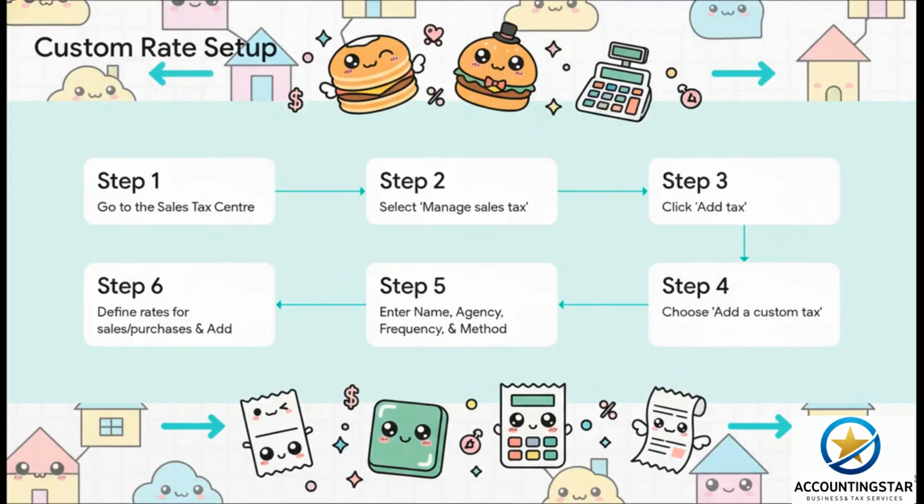Let's walk through it. So you're in the Sales Tax Center, and you're going to click on Manage Sales Tax. And from there, Add Tax. Now, this is the most important part. You have to choose the option to add a custom tax. That's what unlocks this new window where you get to define everything. Give it a name that makes sense, tell it which tax agency it belongs to, set your filing schedule, and of course, plug in the actual rate. You click Add, and boom, your custom rate is officially in the system.